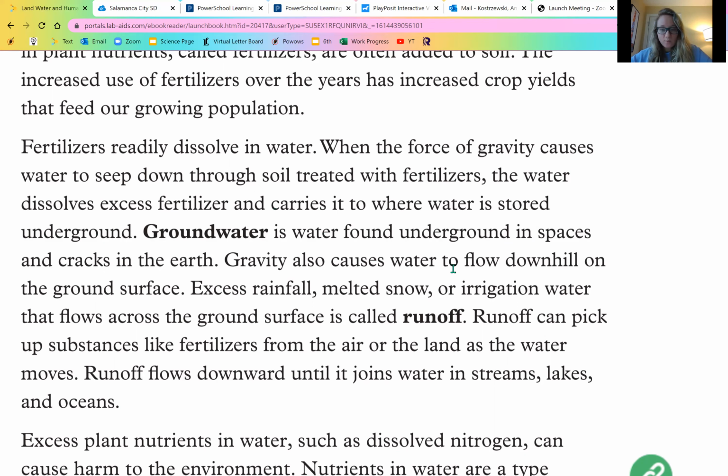Gravity also causes water to flow downhill on the ground surface. Excess rainfall, melted snow, or irrigation water that flows across the ground surface is called runoff. Runoff can pick up substances like fertilizers from the air or the land as water moves. Runoff flows downward until it joins water in streams, lakes, and oceans.